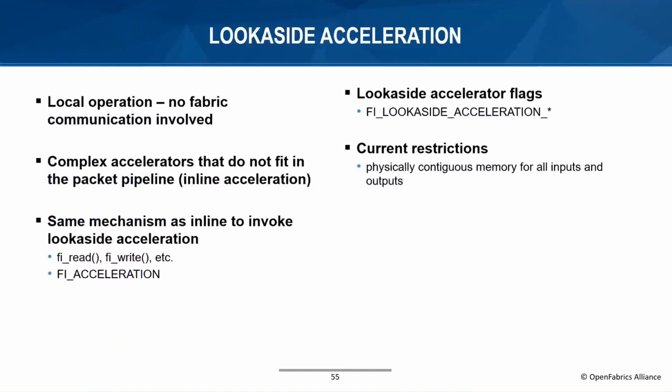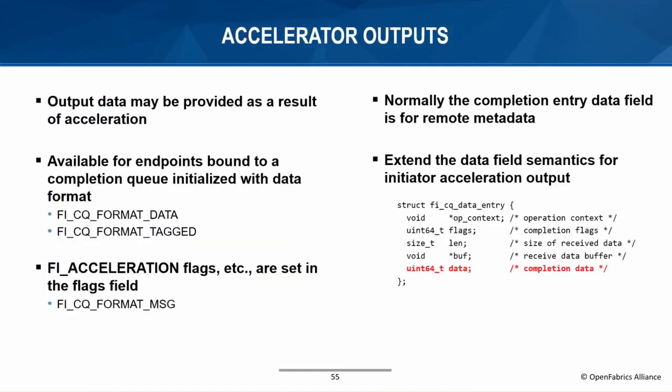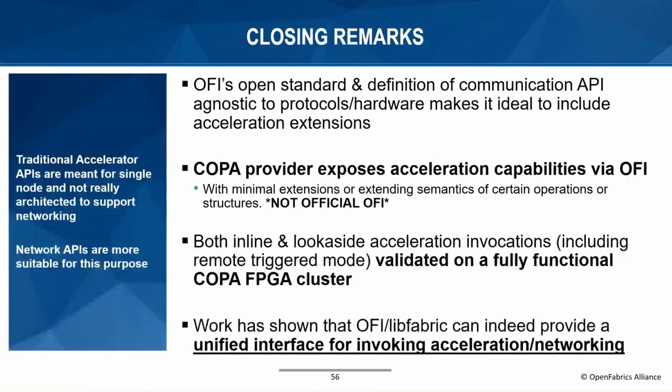Thank you. So the next one, please. Thanks. As we discussed in this presentation, traditional accelerator APIs like OpenCL are not really meant to scale across multiple nodes, and they're not architected to support networking. So OFI is the best bet here.